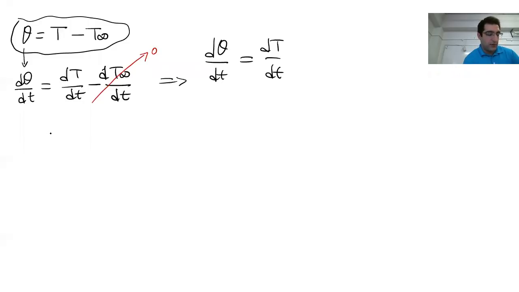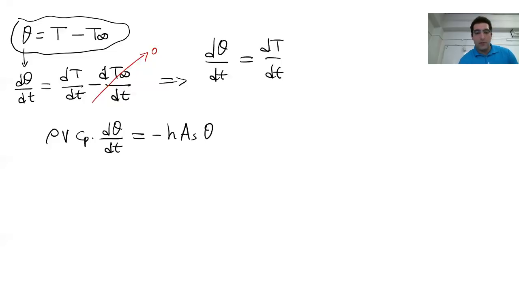This is going to be my simplified version. So I would have rho V Cp, and instead of dT over d time, d theta over d time, equal to minus h surface area. Instead of T minus T infinity, I'm going to have theta.